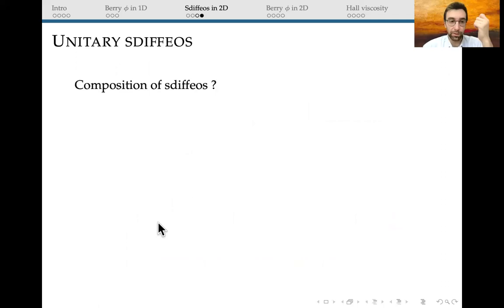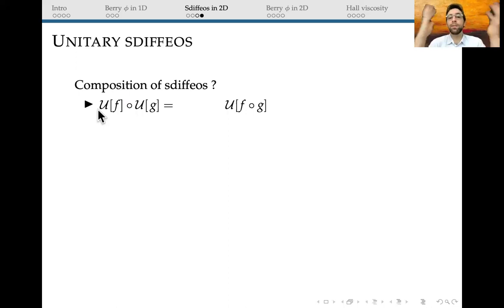Indeed, the formula that I wrote for these operators U of G is manifestly unitary. It preserves scalar products. But you might ask, what happens if you try to compose two fields? Indeed, is it true that the operator implementing the composition of, say, F and G actually equals the composition of the individual unitary operators implementing F and G? If the answer were yes, we would say that this U is actually a representation of the group of Zdifeos.